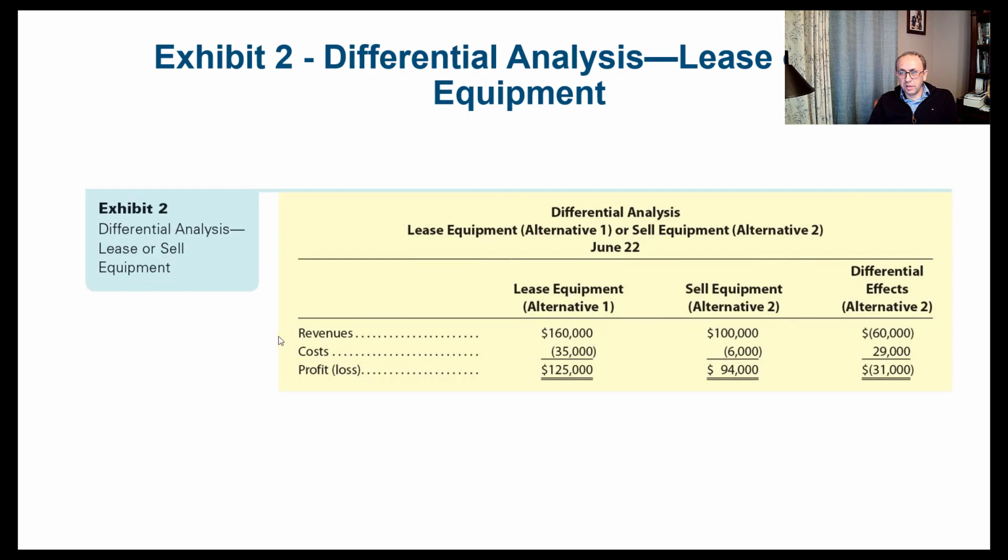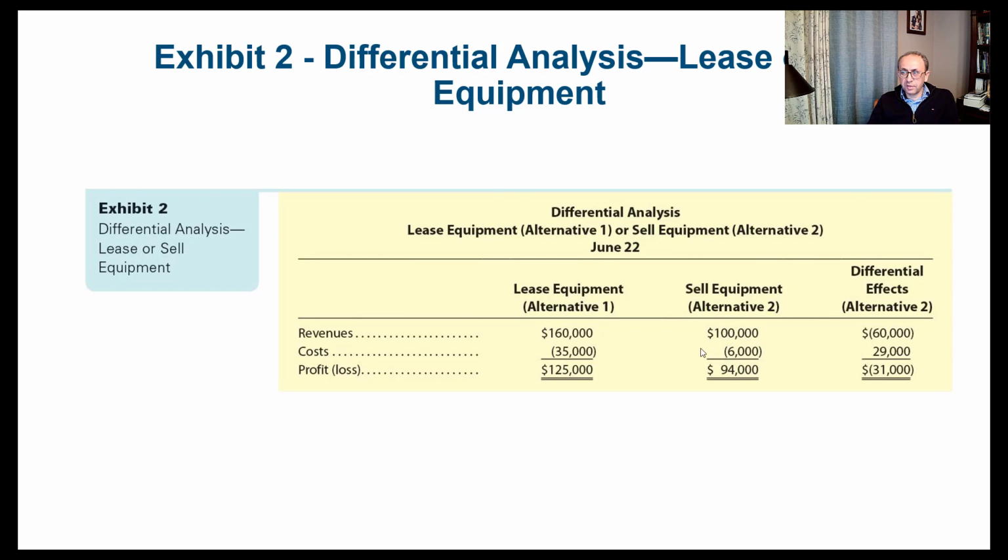Again, remember, we always have to use the revenue, cost, and the profit. The revenue would be 160 over 5 years under the lease option. The cost would be $35,000, and the profit would be $125,000, which is the difference between this 160 and 35. Selling the equipment, we can sell it for $100,000. That's our revenue.